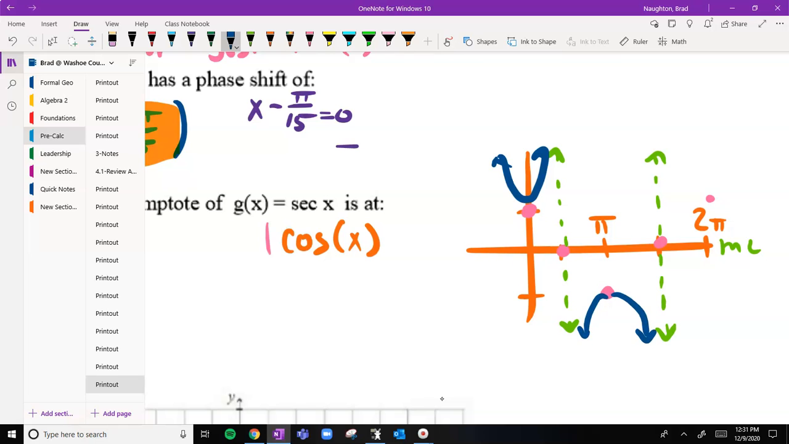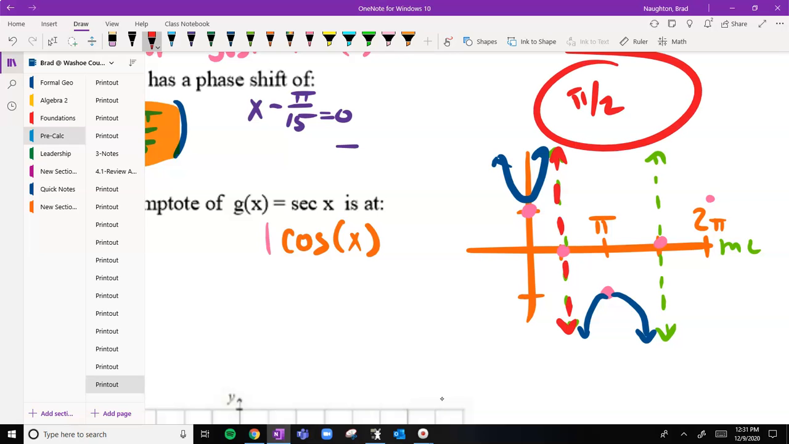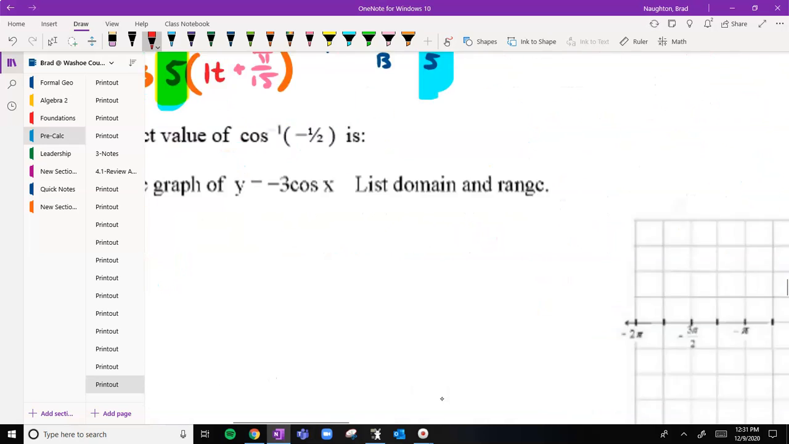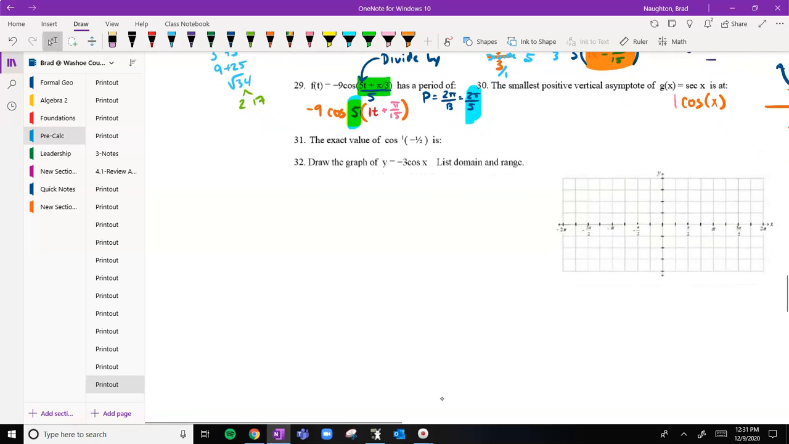And so this would be going up like this, down like that. And since it wants the smallest positive, that's going to be this one here, we'll do in red. So what is that value? So this is going to be pi over 2. Because if this is pi, that's going to be half of that, which is pi over 2. That's the smallest asymptote. Okay? All right.